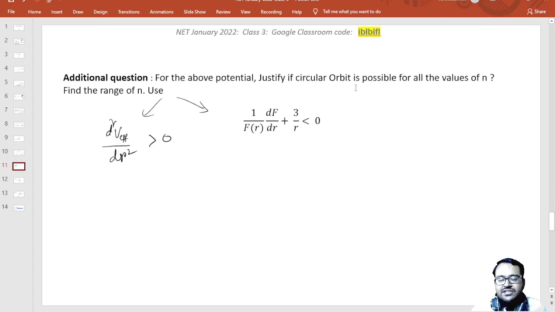For the above potential, justify if a circular orbit is possible for all the values of n. This is a question. This is a theory, discussed as a theory in Goldstein. You also just do this: justify if a circular orbit is possible for all n. Find the range of n.